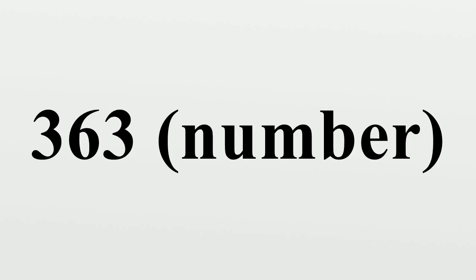The 363rd day in a year is the 29th of December. 363 is a palindromic number in bases 3, 10, 11 and 32. Any subset of its digits is divisible by 3. 363 is a repeat digit in base 32.